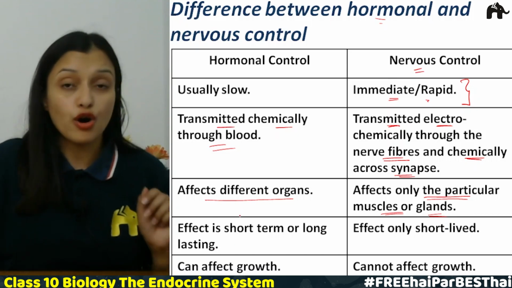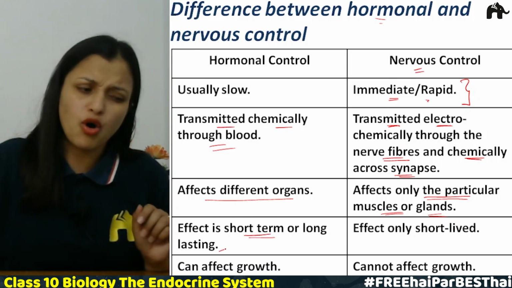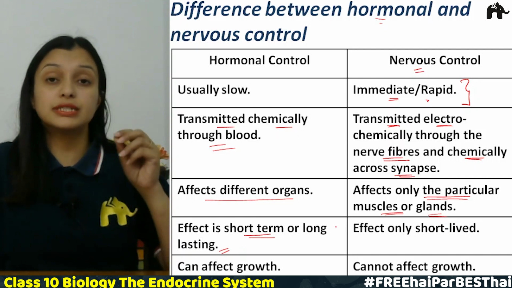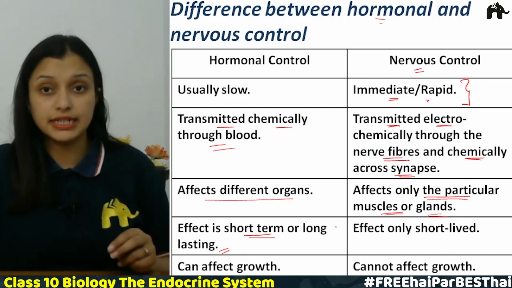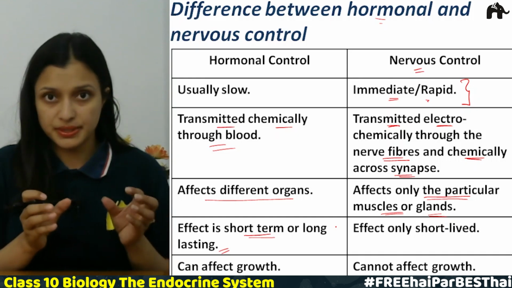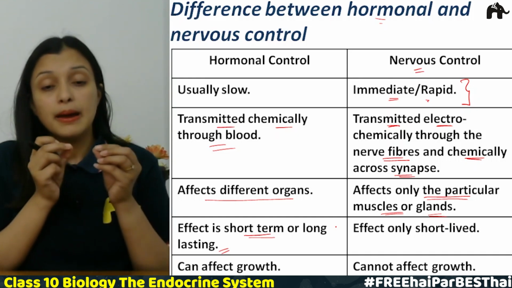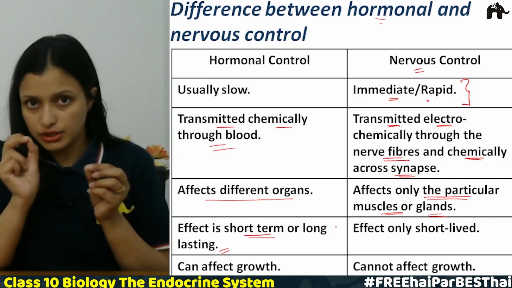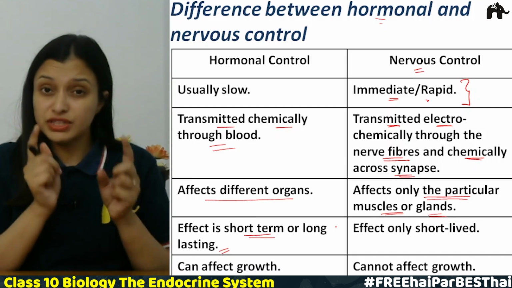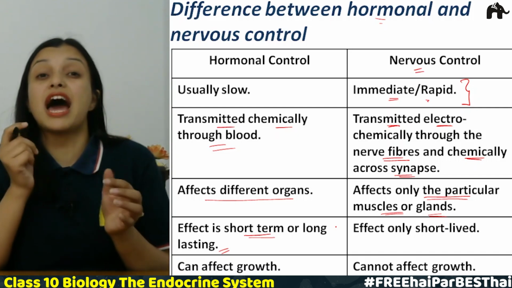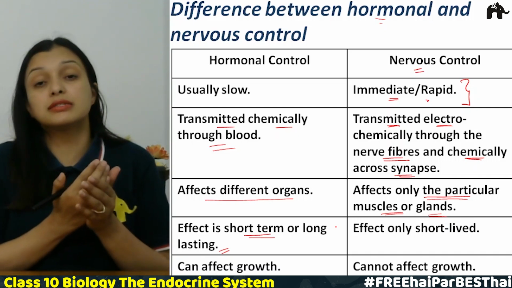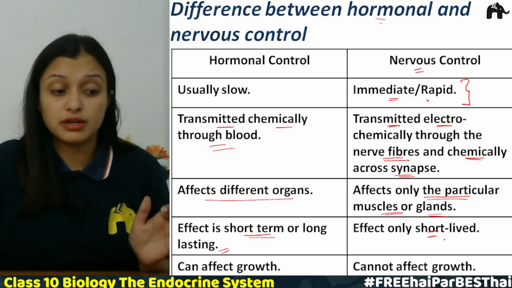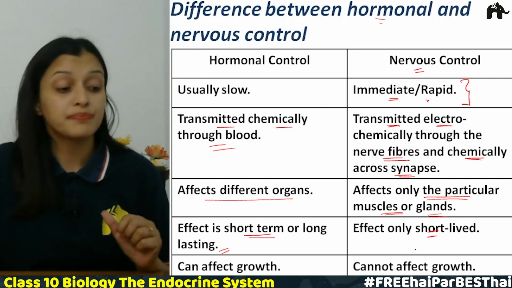The next is duration. In hormonal control, the effect can be short term, or it can also be long lasting. In case of nervous control, the effect is very short lived. We studied about the neurotransmitters. These are the chemicals which transmit the signal in a chemical form from one neuron to the next. These neurotransmitters have to be broken down as soon as the impulse goes from one neuron to the next, so this effect is very short lived.